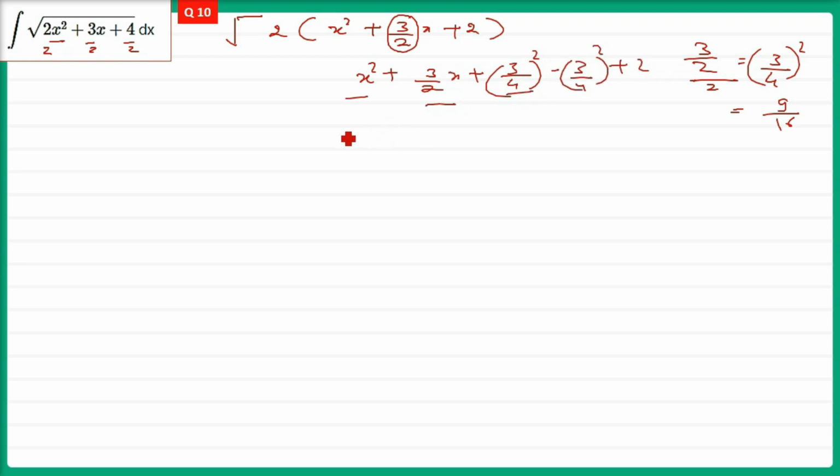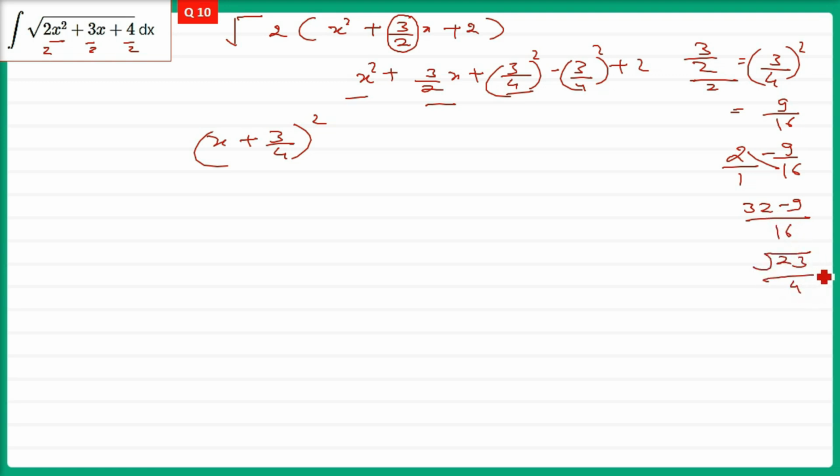And this is a square plus b square plus 2ab. So this is simply x plus 3 by 4 whole square. And now remaining is 2 minus 3 by 4 whole square, so 2 minus 9 by 16 it is. It will be 32 minus 9 divided by 16. So this is going to be 23, so 23 by 16 will come.